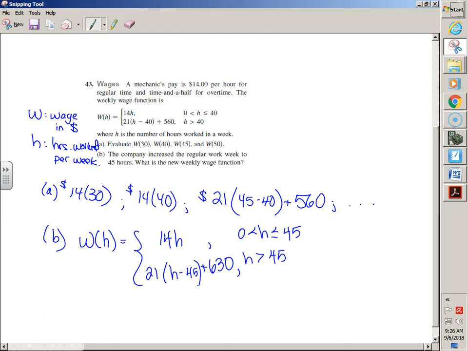Kim? 630 comes from, because this is the base pay, this one came from 40 times 14. This one comes from 45. Good. Because this only accounts for the hours over 45 or the hours over 40 being paid $21. If they're working like 50 hours, 5 of those hours get extra money, but the other hours get the normal money. Does that make sense? So the hours get the $14, but the extra hours get the $21. Okay.